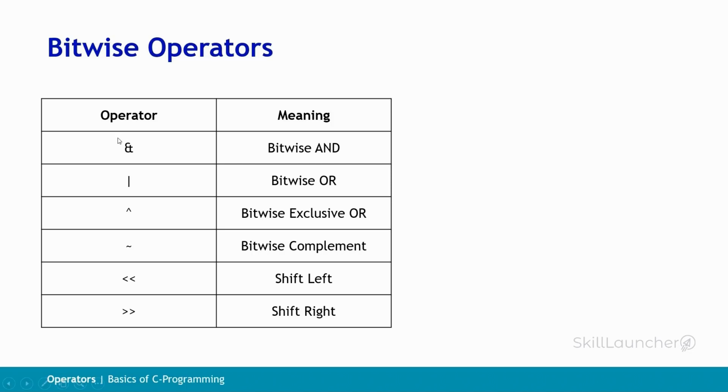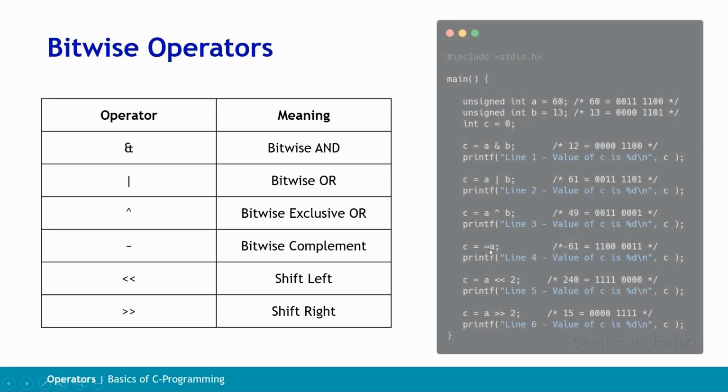The single ampersand represents bitwise AND. The single pipe represents a bitwise OR. The caret represents bitwise exclusive OR, and the tilde represents bitwise complement. The two left angle brackets represent shift left and the two right angle brackets represent shift right. Let us see an example. Now let us apply these bitwise operations with an example.